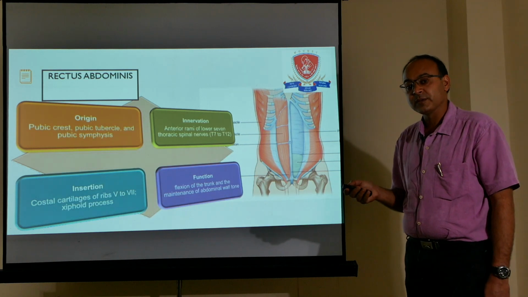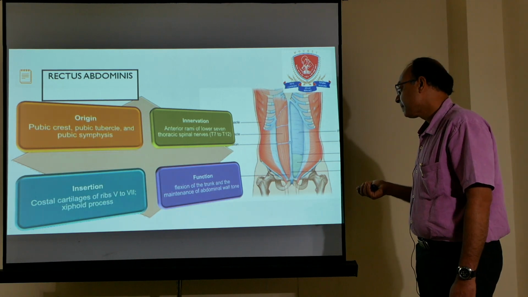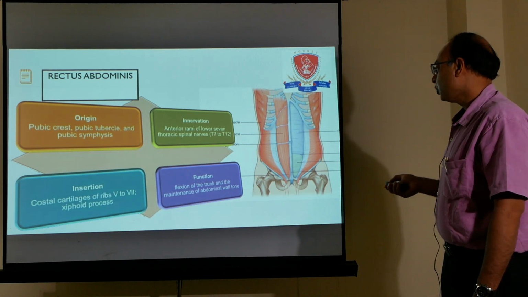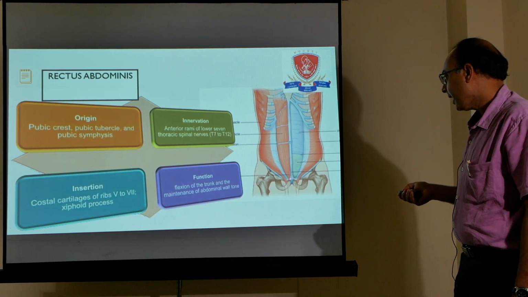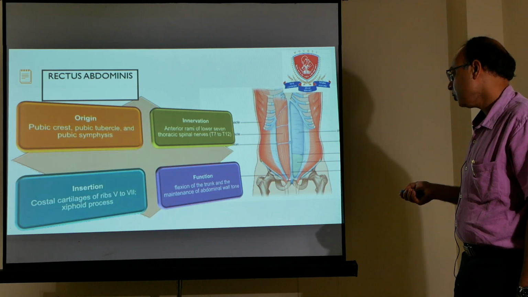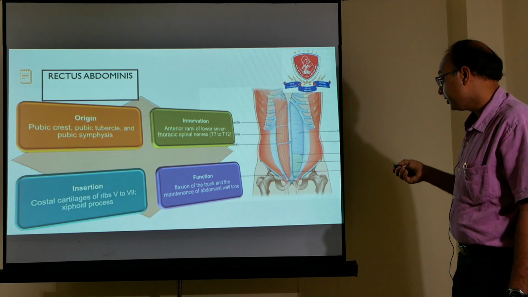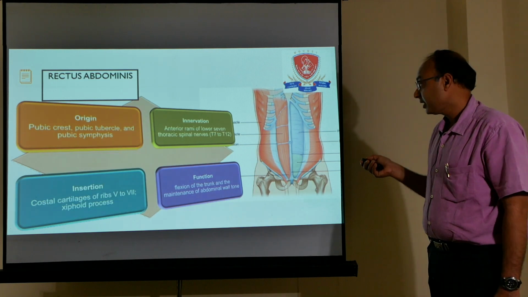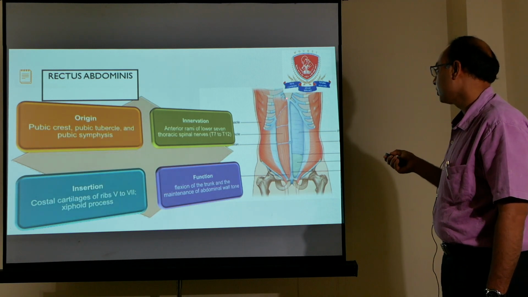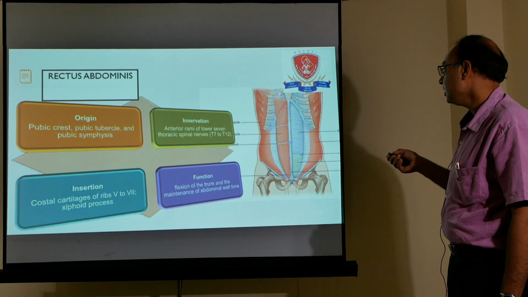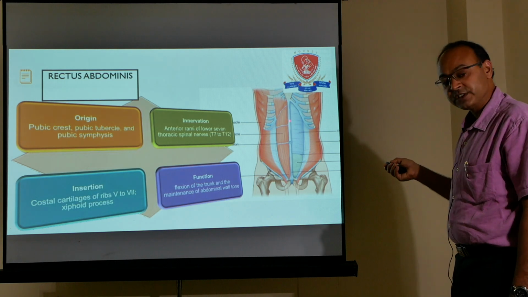Coming to the vertical muscles, there are 2 muscles: the rectus abdominis and the pyramidalis. The rectus abdominis muscle originates from the pubic crest, the pubic tubercle, and the pubic symphysis. So this is the origin of the rectus muscle. It is inserted into the costal cartilages of the 5th, 6th and 7th ribs, and to the xiphoid process.